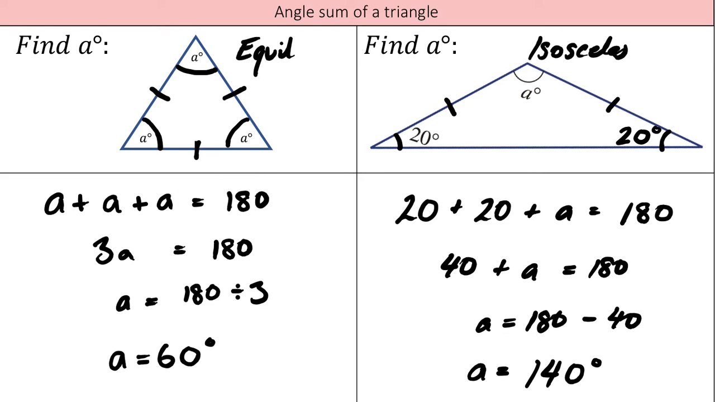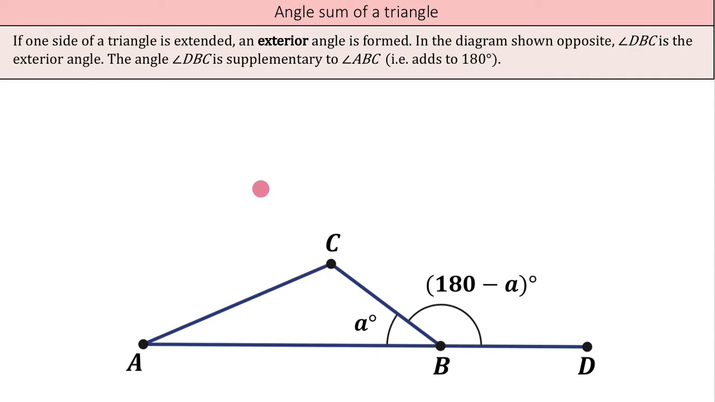Let's now move on to the second half of this lesson, in which we're going to be talking about exterior angles. If one side of the triangle is extended, an exterior angle is formed. As you can see here, I've created for myself an exterior angle because this line right here has been extended. Now, there's something very important we have to discuss before we talk about this.